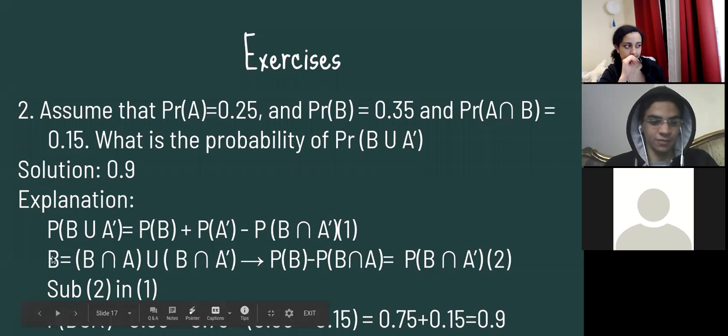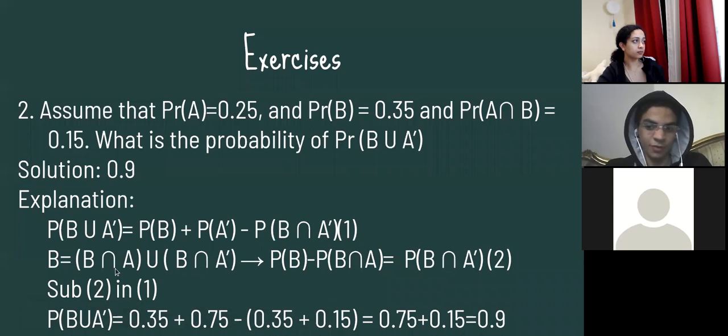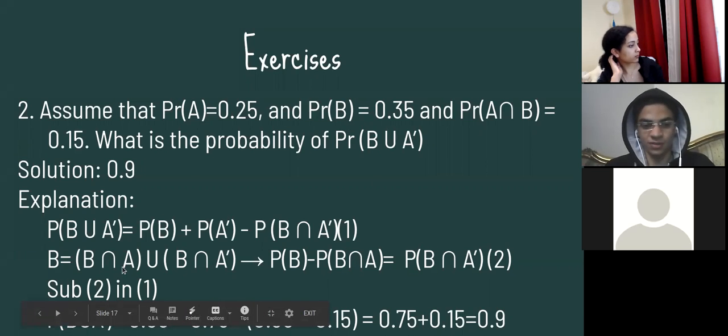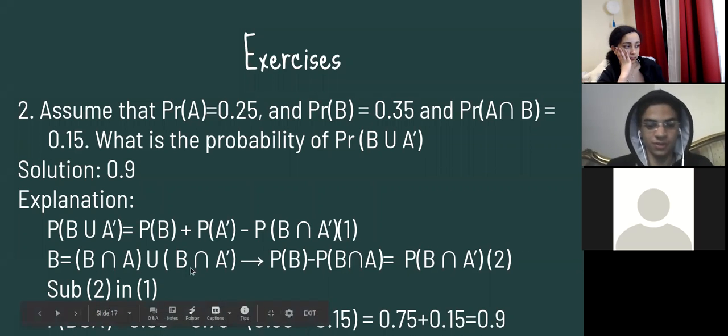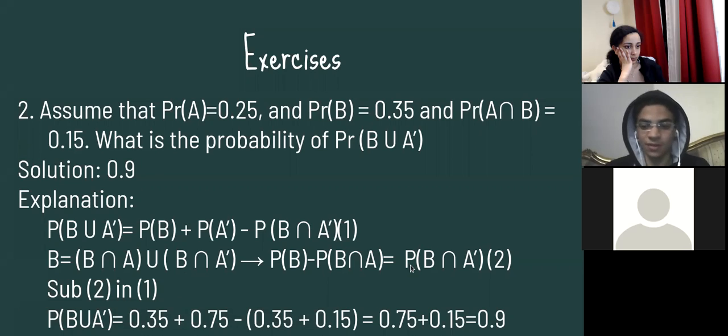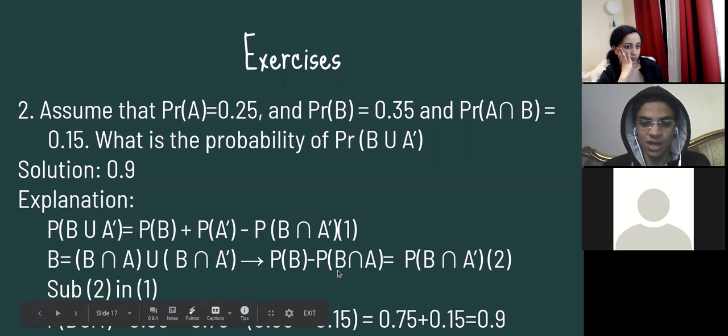Then I can say that B equals B intersection A union B intersection A dash. And this is just because everything in B that is in both B and A, and everything that's in B but not in A, that just gives you B in general. And also these two are disjoint because you cannot have something belong to both A and A dash at the same time. So I can say that the probability of B equals the sum of these two probabilities because they are disjoint. And then again, moving from the right-hand side to the left-hand side, I can say that the probability of B intersection A dash equals the probability of B minus the probability of B intersection A.